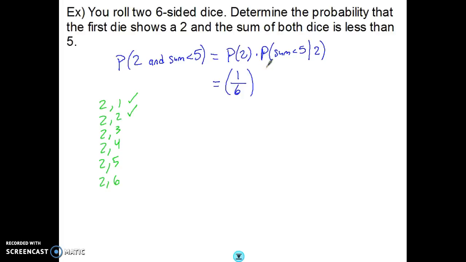Because we can come back over here and say, well, my probability that the sum is less than 5, once I already know I rolled a 2, is just 2 out of 6. Simplify this and do your multiplication out, and you get 2 out of 36, or 1 out of 18.